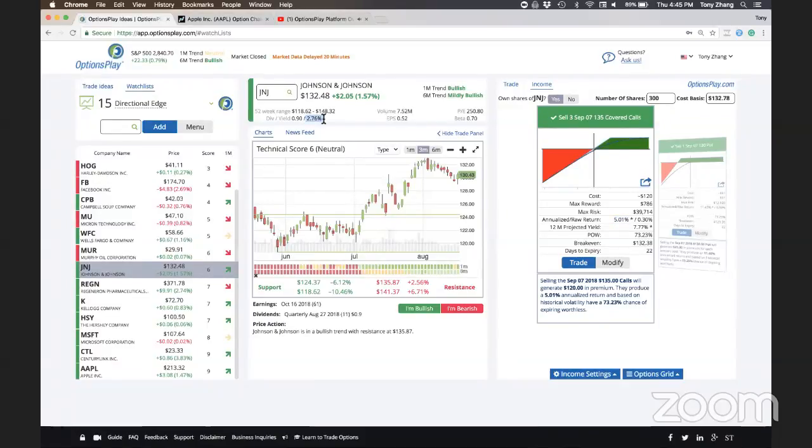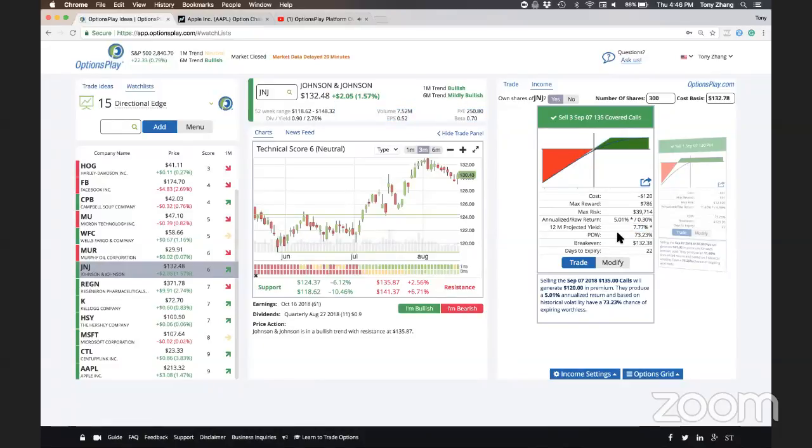So a pretty nice dividend for an S&P 500 stock. But as you can see, with this covered call, I'm going to get an additional 5% on top of that annualized, which brings my total yield for the year to 7.7%, up from 2.7%. So I'm increasing my yield almost twofold by adding these types of strategies to my account.